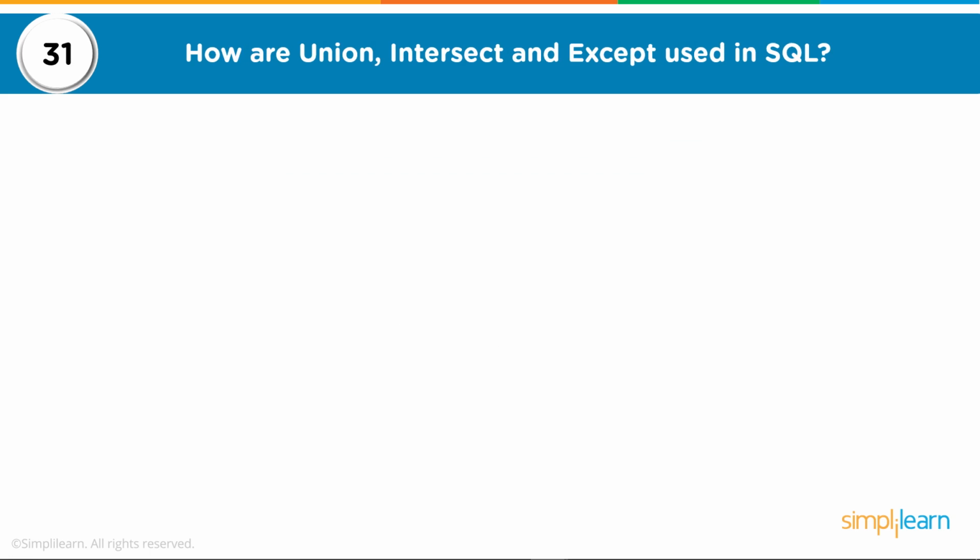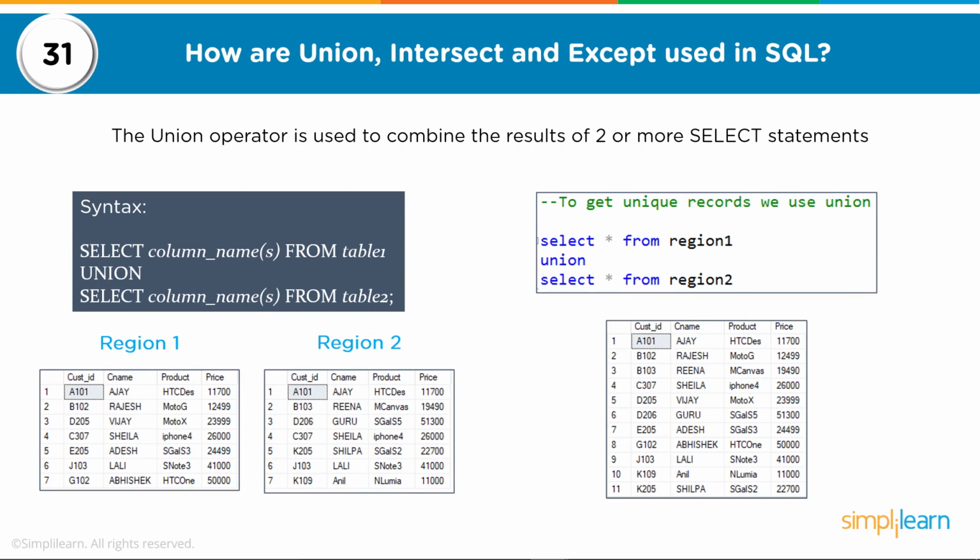How are UNION, INTERSECT, and EXCEPT used in SQL? The UNION operator is used to combine the results of two or more SELECT statements. You can see here we have SELECT * FROM region1, and we're going to make a union with SELECT * FROM region2. It basically takes both these SQL tables and combines them to form a full new table. So that's your union, as we bring everything together.